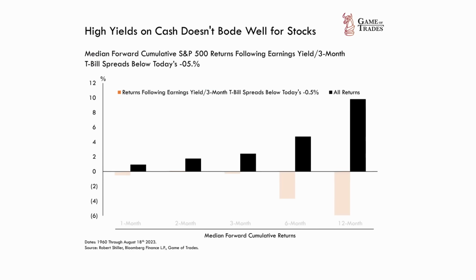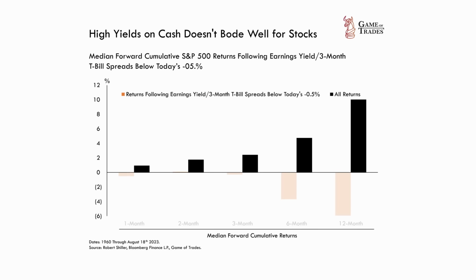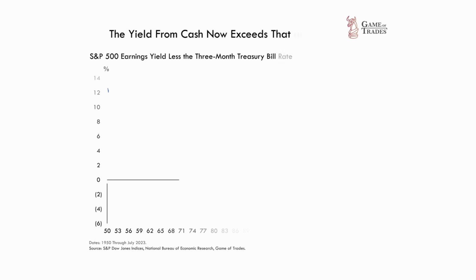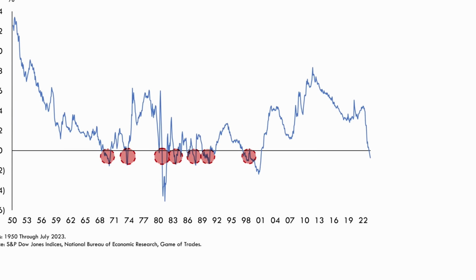You can see the black lines here represent the average return of the S&P 500 on each time frame. So let's take a look at these episodes and understand which one of these is the most similar to today, to understand whether we should be concerned about a large stock market correction in the near term.